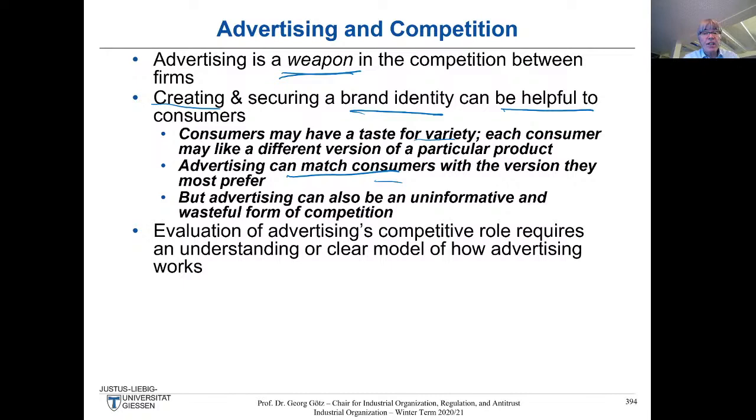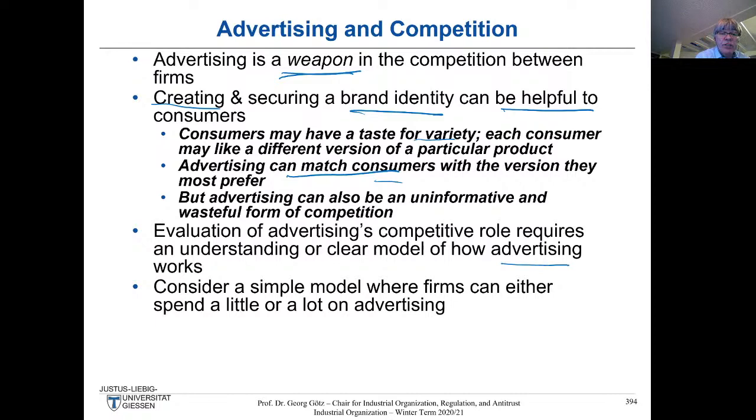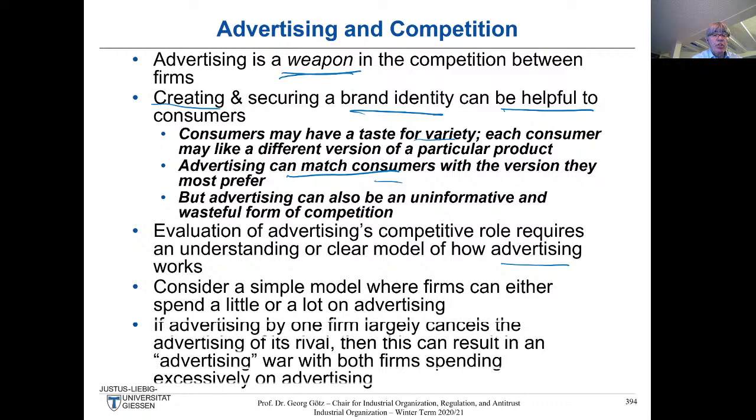We need to know for that how advertisements work. And here we have a very simple model of advertisements in which firms can either spend a little or a lot. And if one firm outspends the other, it just attracts more demand. And if they both spend the same, advertising just cancels out each other.